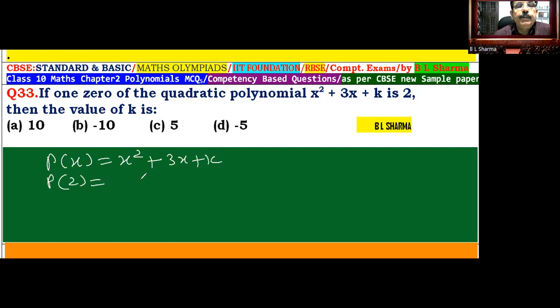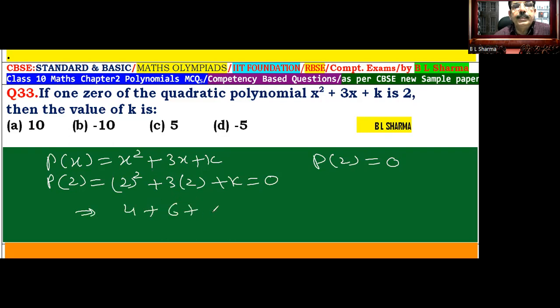It means when we replace x by 2, the value of the polynomial at x equal to 2, p(2), should be 0. So 2 square plus 3, in place of x you put 2, plus k should be equal to 0. So 4 plus 6 plus k should be equal to 0. So 10 plus k should be equal to 0. So the value of k should be equal to 10.